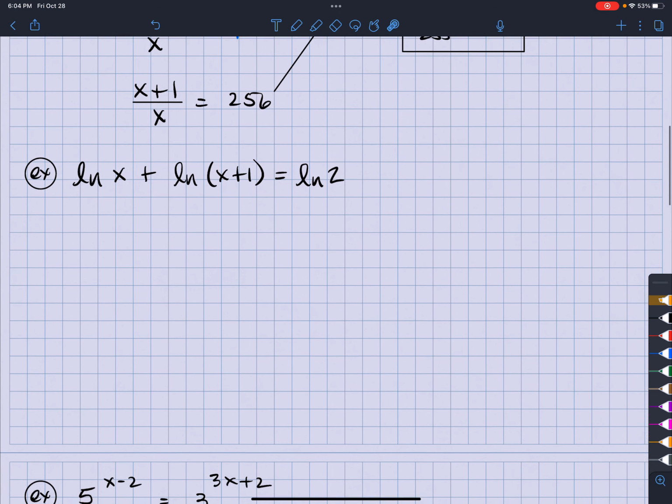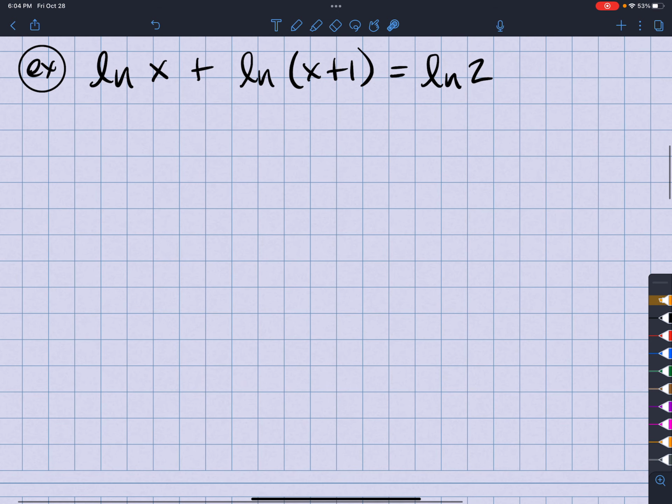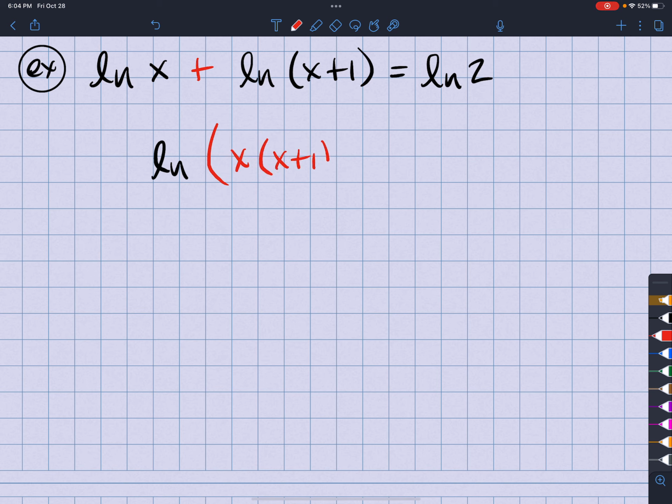All right. What if I have LNs on all of them? In that case, first of all, I can't just add these. If you look at the rules, I have to have a single ln on one side versus a single ln on the other. So when I combine this, I got addition here, and that means to multiply. So I really have the ln of x times x plus 1 is equal to the ln of 2.